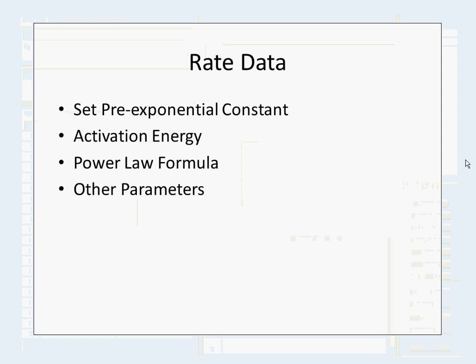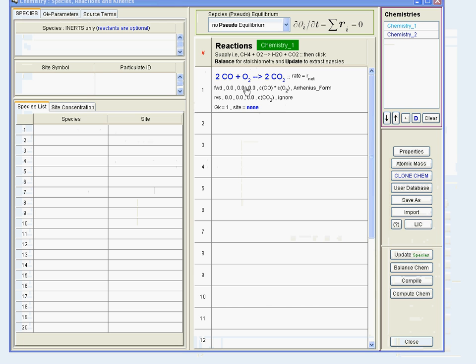This demo shows how to supply the rate data, which is the pre-exponential constant, the activation energy, the power law formula, and other parameters used to compute the rate. So rate data may be entered as soon as we type in the reactions, or they may be entered later, or they may be read from a file. So let's say we have this reaction.